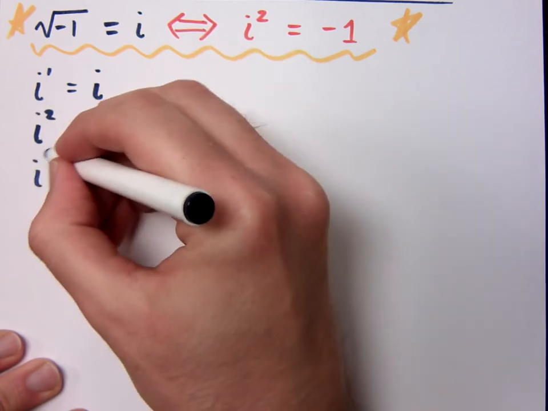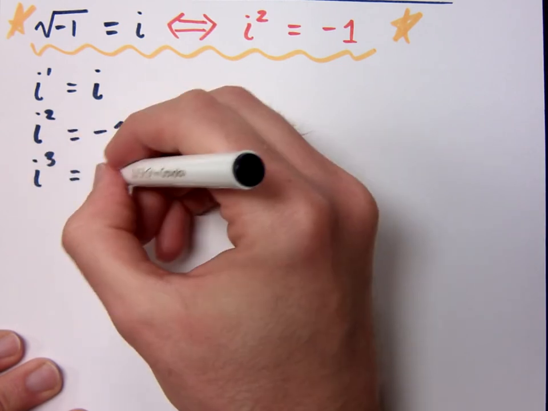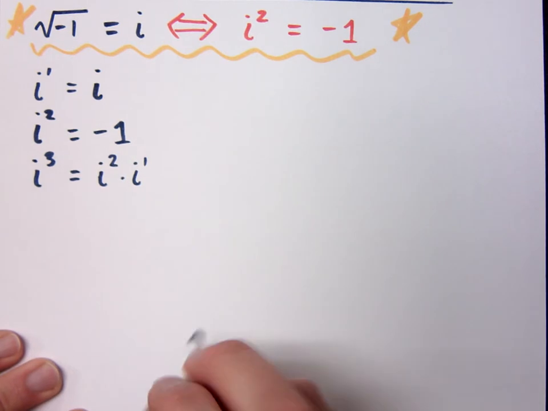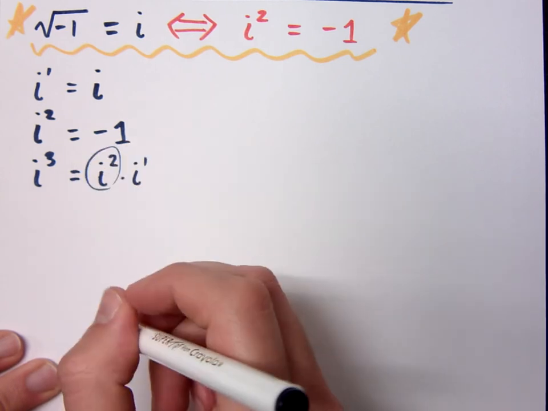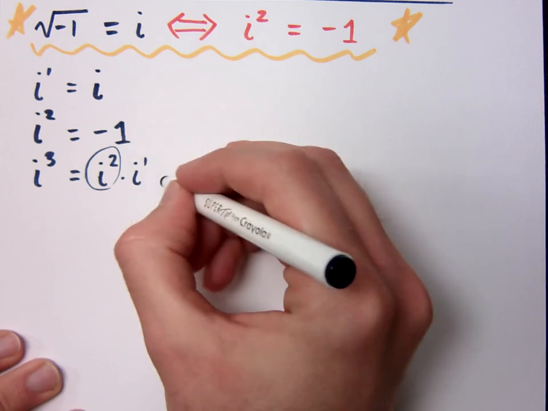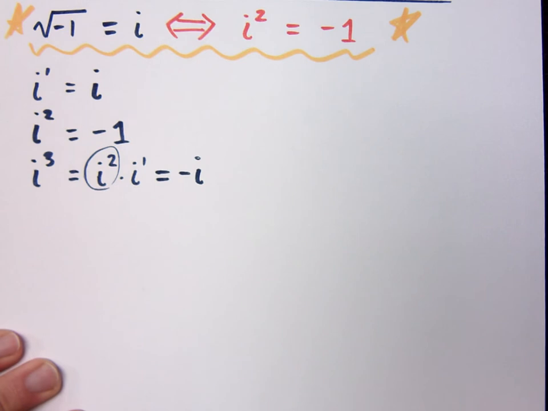What about i to the third? Positive one? Maybe positive one, but let's think about what it's made up of. It's made up of i squared times i to the first, right? I've got three factors of i. What is this i squared right here? What does that guy equal? We just said it was negative 1, didn't we? So negative 1 times i is negative i.